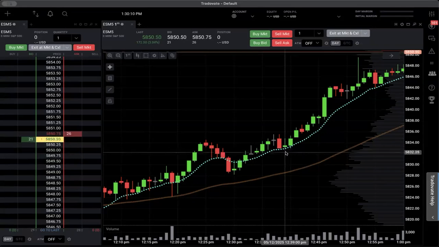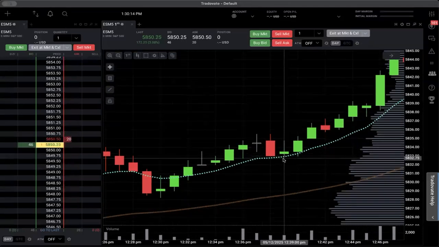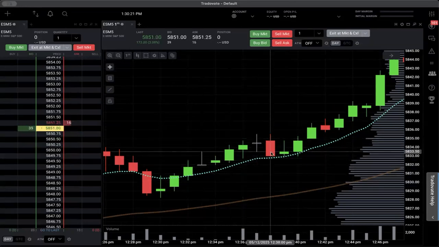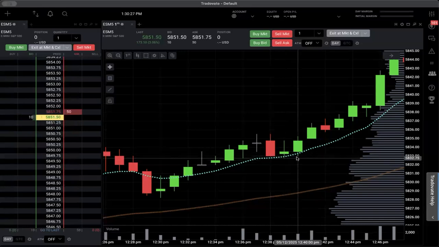Okay, let me help you. You're absolutely 100% correct. Literally only being under the 9 MA is perfect. Because why? We bounced on it with this red candle, but we never went below it. Correct. We bounced on it here, but we didn't go below it.